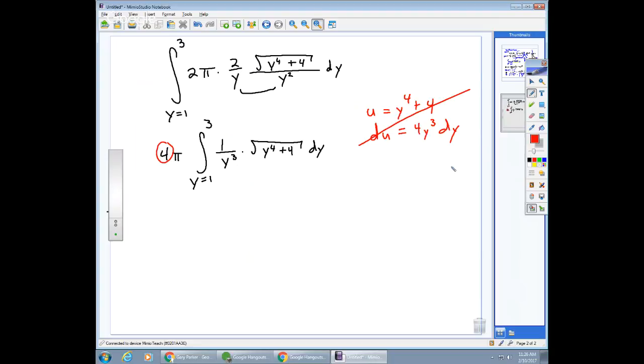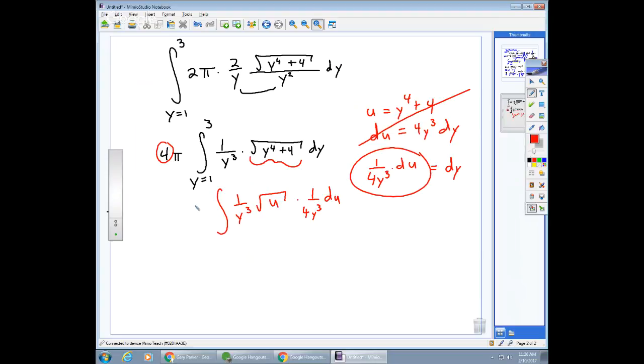Just to check if that works, if I do that, this says dy equals 1 over 4y to the 3rd times du. And then when I substitute in here, what's going to happen? Well, this part right here becomes the square root of u, right? This dy becomes all of that, 1 over 4y to the 3rd du. I still have this y to the 3rd out there. And the only thing this helps me with is I get to get rid of the 4. But now I have a y to the 6th I don't know what to do with.